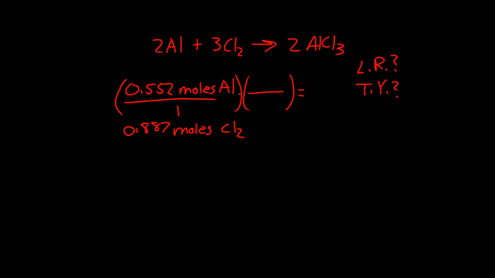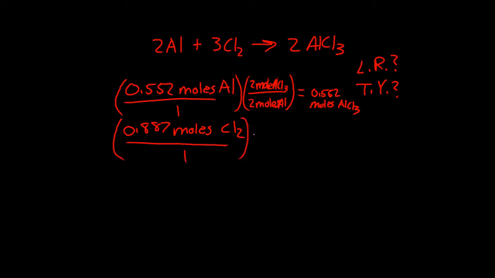Well, according to the ratio, for every 2 moles of aluminum, we make 2 moles of aluminum chloride. Sorry for squishing all that in there, it just looked like a mess. But anyway, we're going to end up with the same number of moles here, 0.552 moles of AlCl3, because it's a 2-to-2 ratio, which is a 1-to-1 ratio. So that number doesn't change. So if all the aluminum reacts, that's how much aluminum chloride is made.